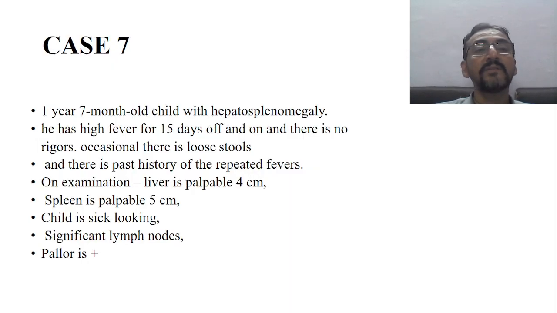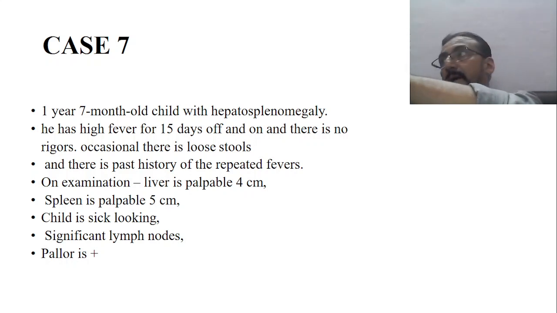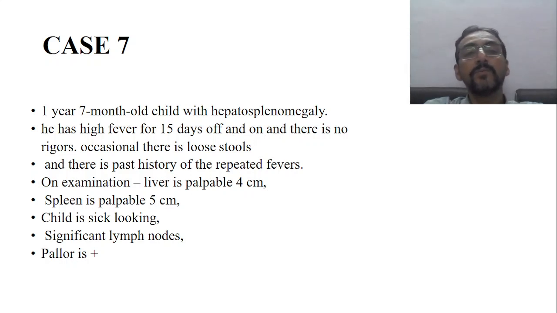This is a 1 year 7-month-old child with hepatosplenomegaly. He has got high fever for 15 days off and on, and there are no rigors. Occasionally there is loose stools. Why is there hepatosplenomegaly? Okay.